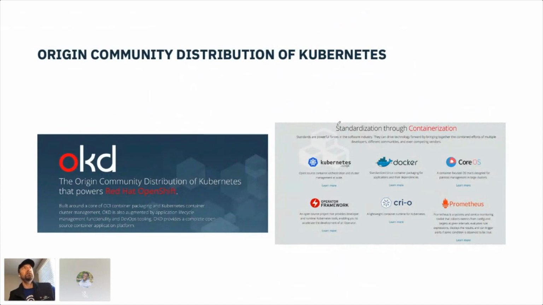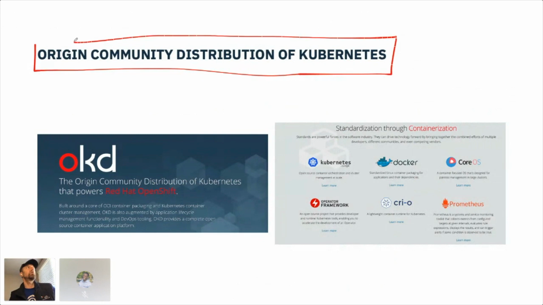OpenShift, as I said, was based on the open source project, which is the origin community distribution of Kubernetes, OKD. And this is like an open source opinionated group of projects taken together. One major part of this project is Kubernetes itself, and there are some other elements, and for monitoring there are a couple others, but Istio is one of those.